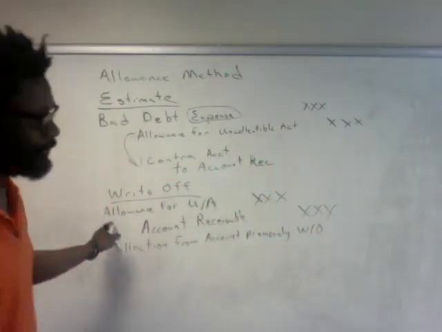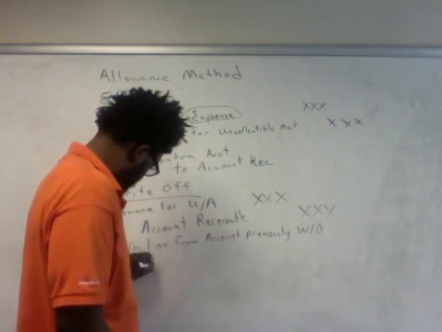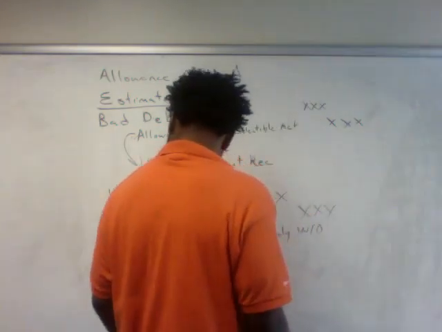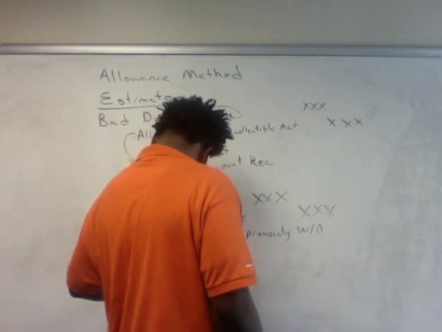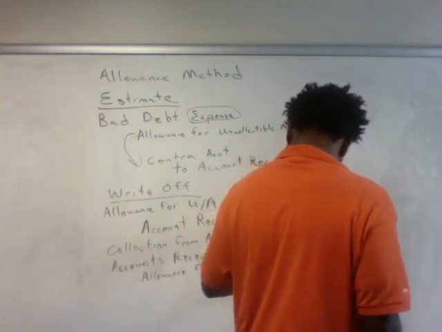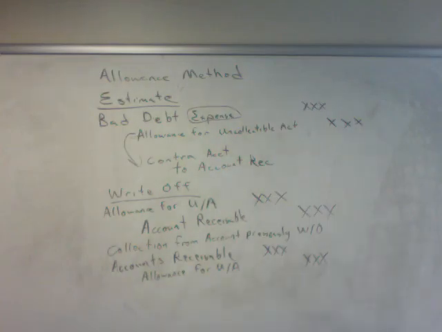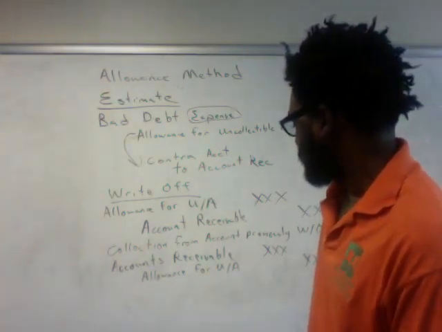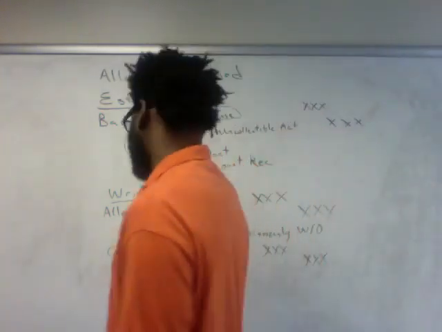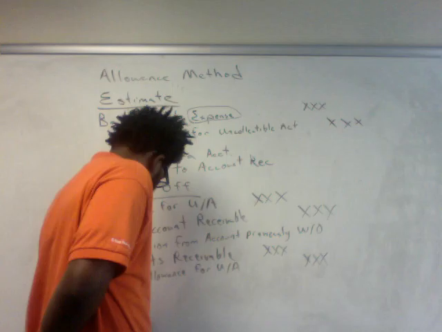So flipping the write-off entry will require us to debit what? Accounts receivable. And credit what? Allowance for uncollectible account, whatever the amount may be. Okay? Then we would have to go to the second step, which means record it as a normal collection. So we know how to collect on our account. We debit cash, and we credit accounts receivable.